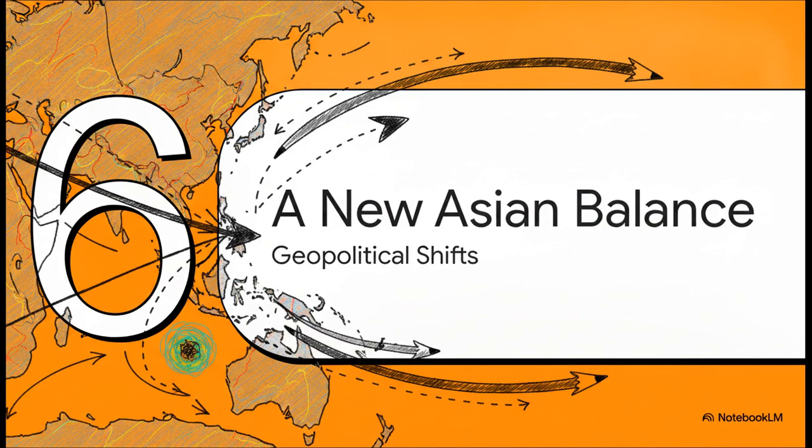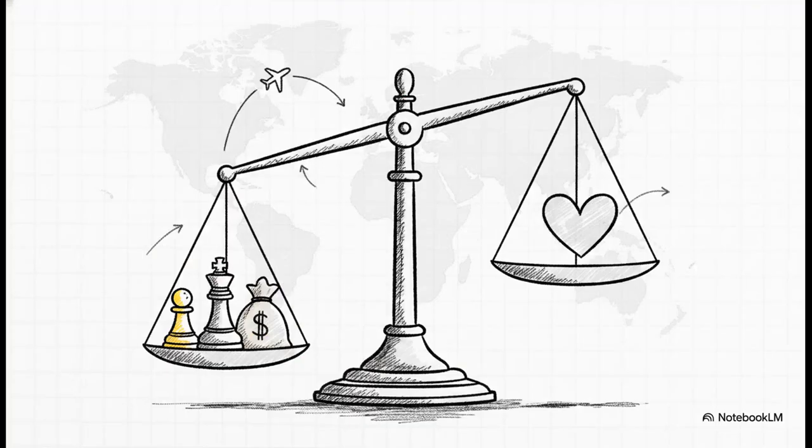Section 6. A New Asian Balance. Zooming all the way back out to our global map, the pencil strokes now reveal a completely reshaped geopolitical landscape. What started as a localized push towards Tezpur essentially rearranged the diplomatic foundations of the globe. As we wrap up this explainer, I want to leave you with this stark reality of the 1962 conflict.